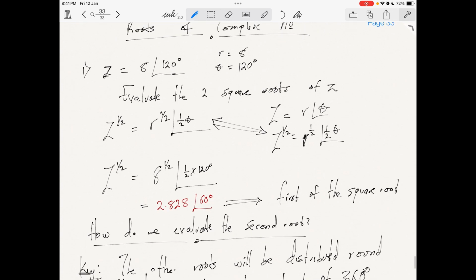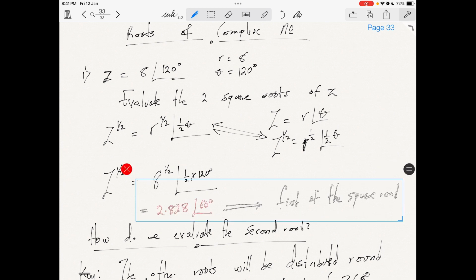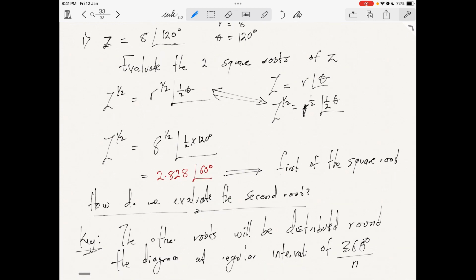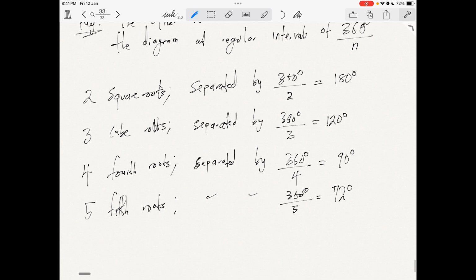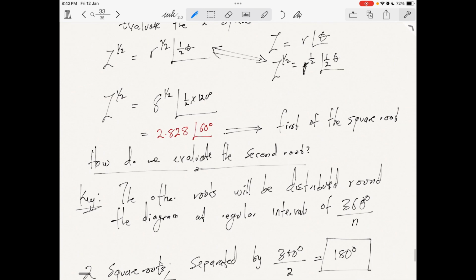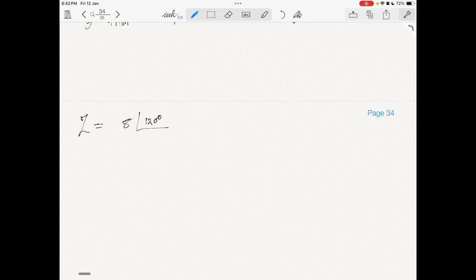Now let's go back to our question. We can see that 2.828 argument 60 degrees is the first square root. Now we want to evaluate the second square root. Since it is 2 square roots, the arguments will be separated by 180 degrees. So we have z equal to 8 argument 120 degrees, and we wanted to evaluate the two square roots.